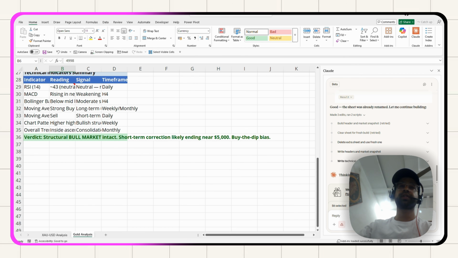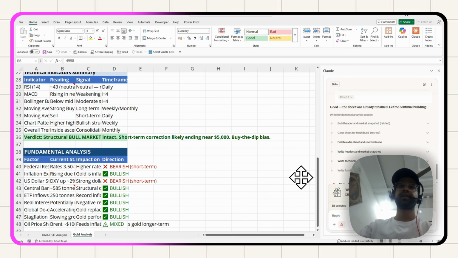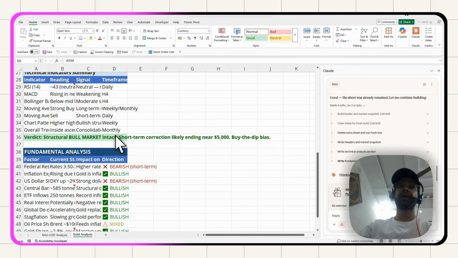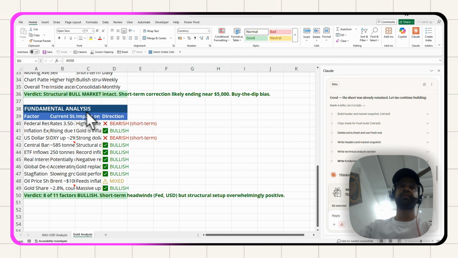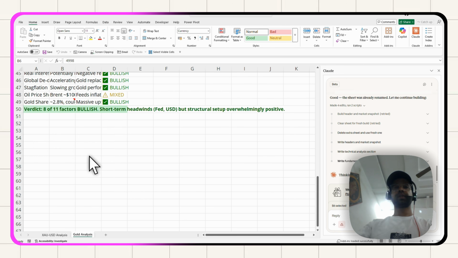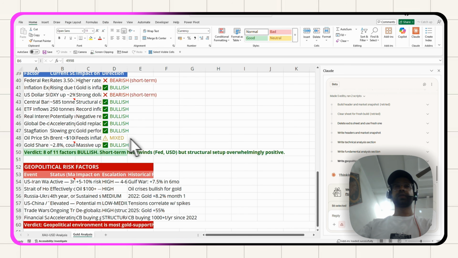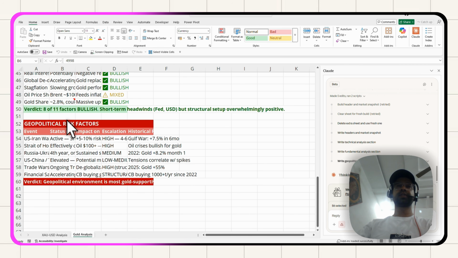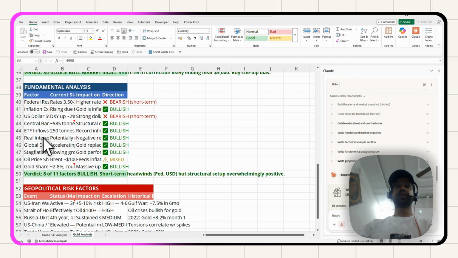So it's structured: bull market intact. Yes, a short-term correction is there, so you can buy in the dips. And then fundamental analysis: bearish, mostly more of the different factors are causing it to be bearish. And let's see what else it is doing. Well, there you go, geopolitical risk factors: Gulf War, Strait of Hormuz, Russia, US, trade wars, financial. So it's basically doing all the verdicts. In fundamental analysis, 8 factors are bullish, which is very strong bullish momentum.